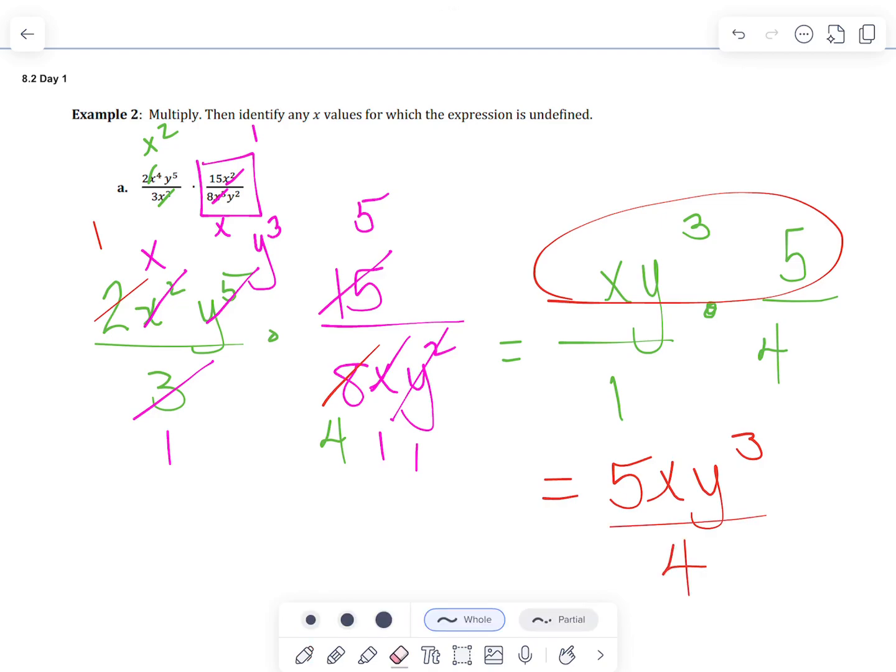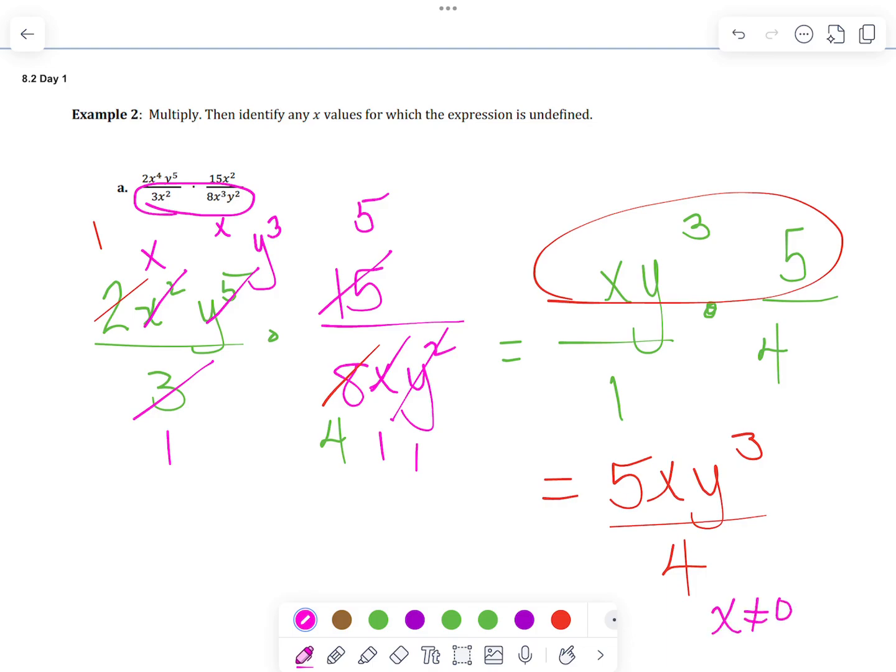Now, the other thing we have to do is identify any domain restrictions. What can x not be and what can y not be? In that denominator, we do not want the x to be 0. We do not want the y to be 0.